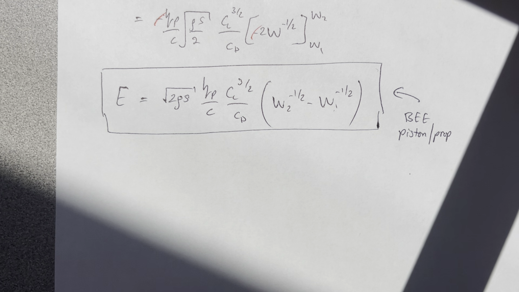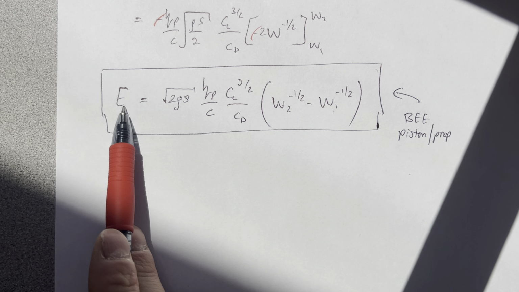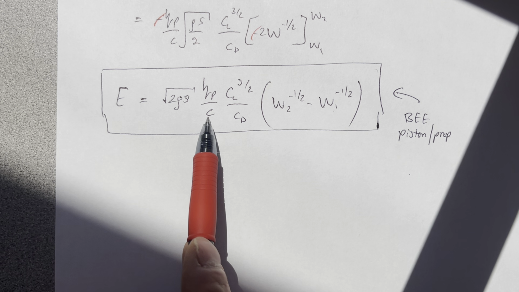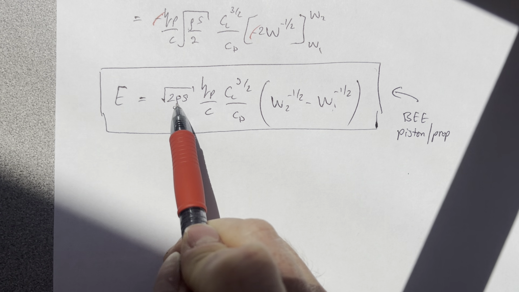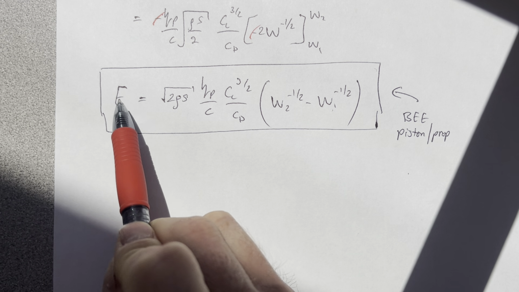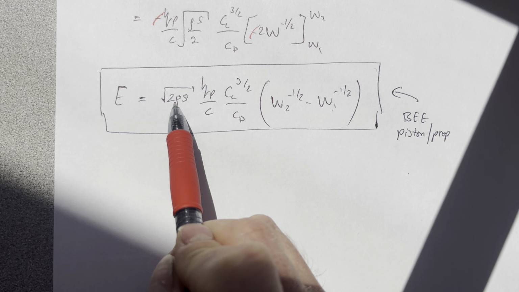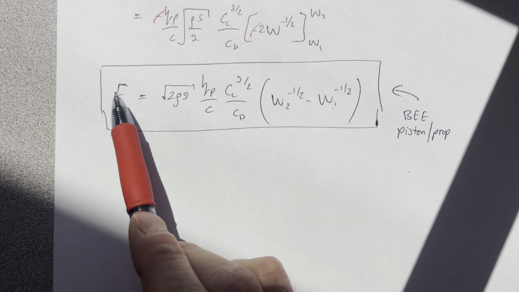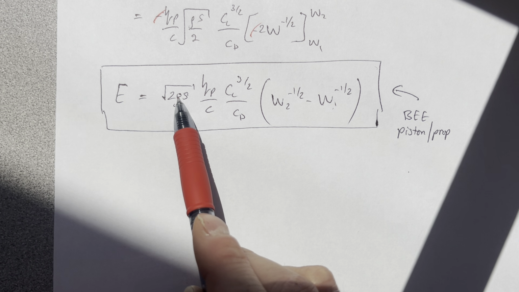Well, if we are trying to maximize endurance, that means maximize things that are in the numerator or minimize things that are in the denominator. So let's start here. To maximize endurance, we're maximizing air density. So that tells us that for a piston propeller driven airplane, maximum endurance should be at low altitude because air density is greater at lower altitudes.